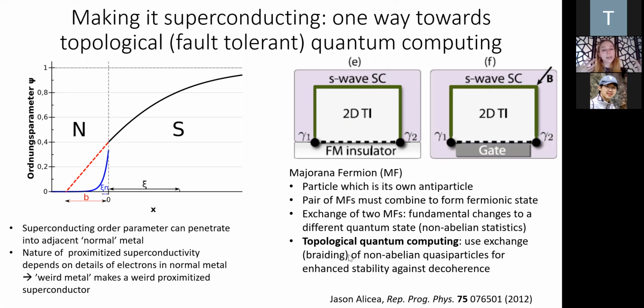The idea behind topological quantum computing is that you can use the exchange or braiding of these Majorana fermions for computing paradigms that have an enhanced stability against decoherence.